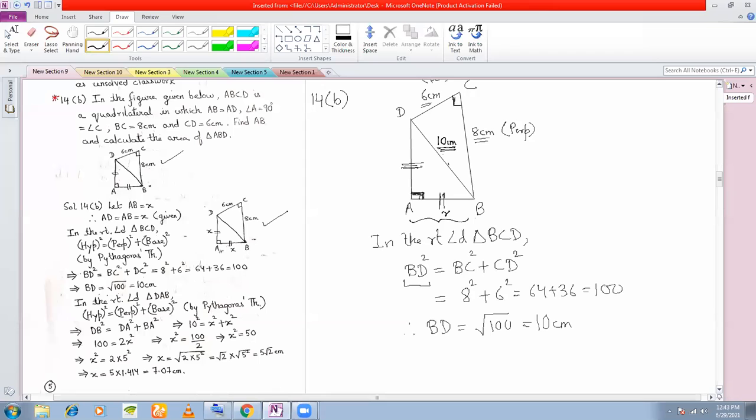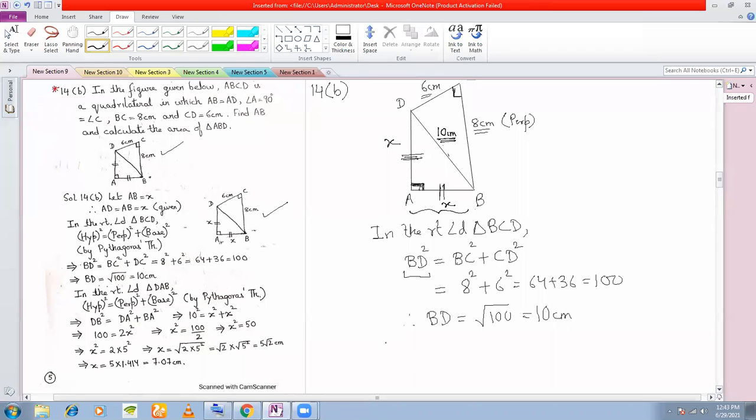I say, let this side be equal to X, this side be equal to X. So I say, let AB is equal to AD is equal to X. So both these are X.